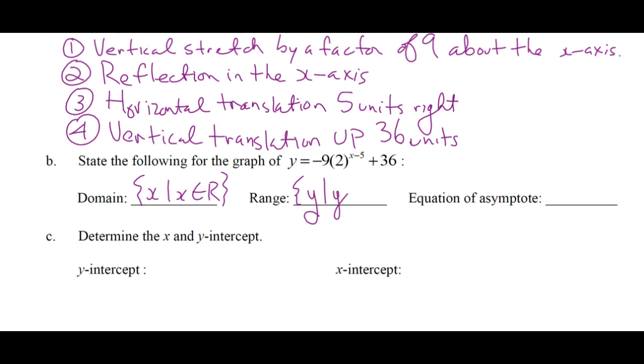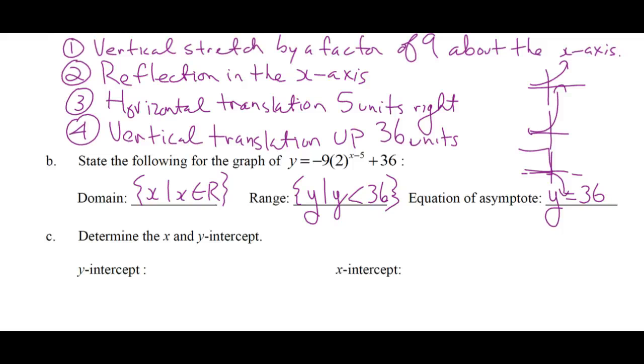Y such that y... Sorry? Less than or equal to 36, yeah? Oh, sorry, just strictly less than 36, right? Which leads to the equation of the asymptote being y equals 36. Okay? So if you think about it, we started with something like this, then we stretched it, then we reflected it, and then we moved it up and over, right? So that the asymptote line at 0 is now up at 36, because of the reflection.